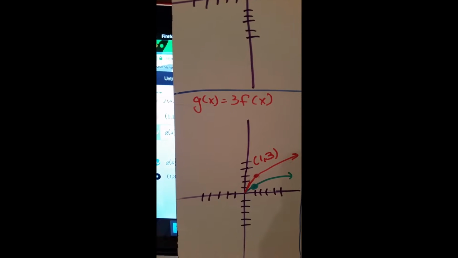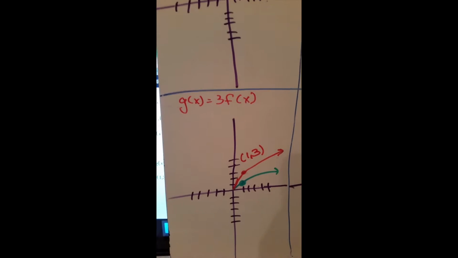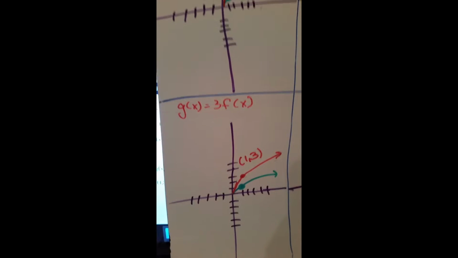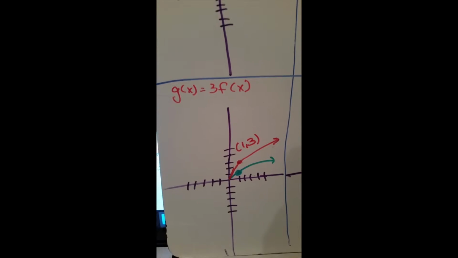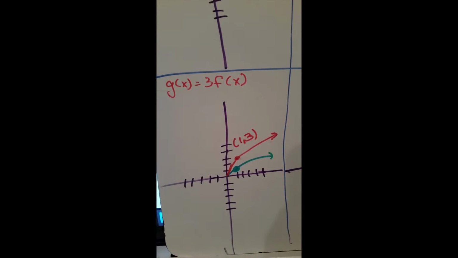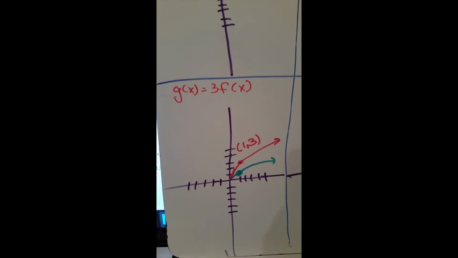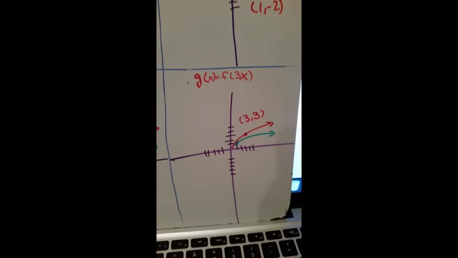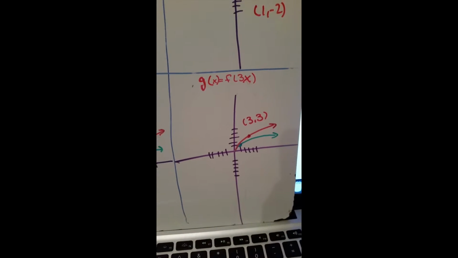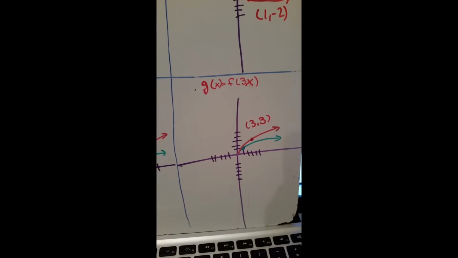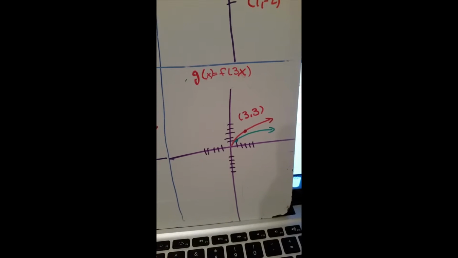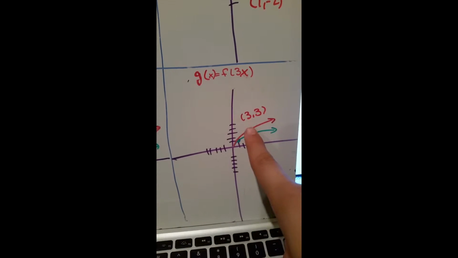G of x equals 3 f of x. You're going to take the 3 and multiply by the y, in this case 1, to get 1, 3. Now g of x equals f of 3x. You're going to take the 3 and multiply the x and the y. So in this case 1 and 1, so 3, 3, and that is your coordinate on the graph.